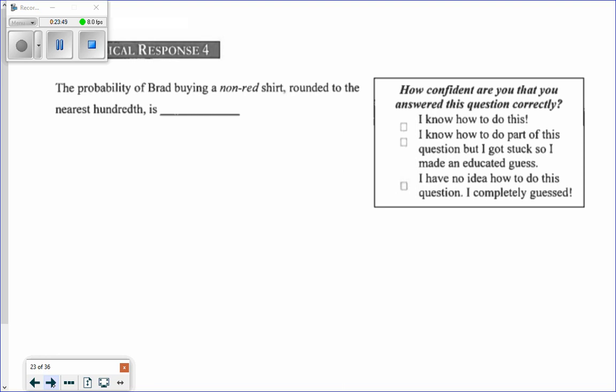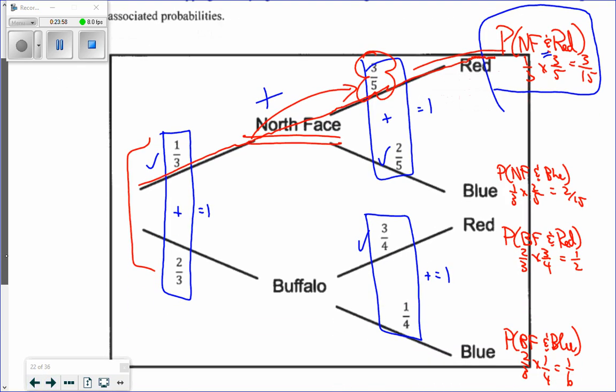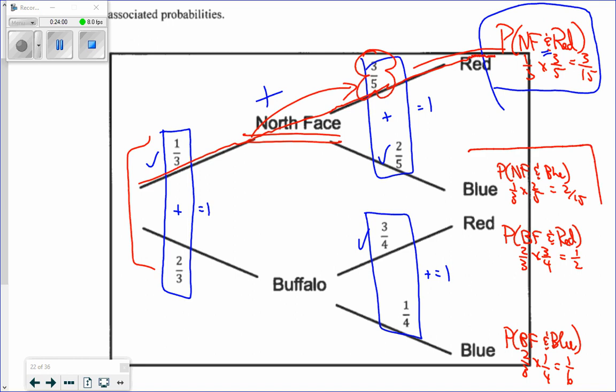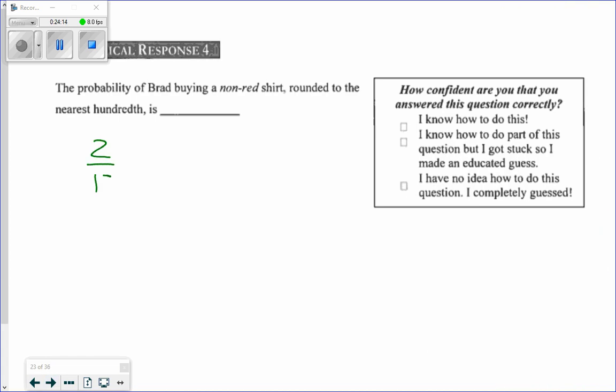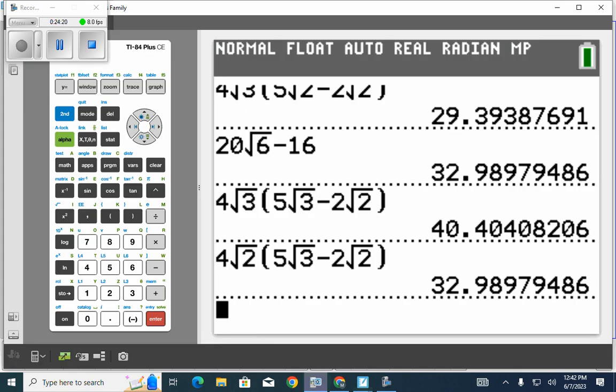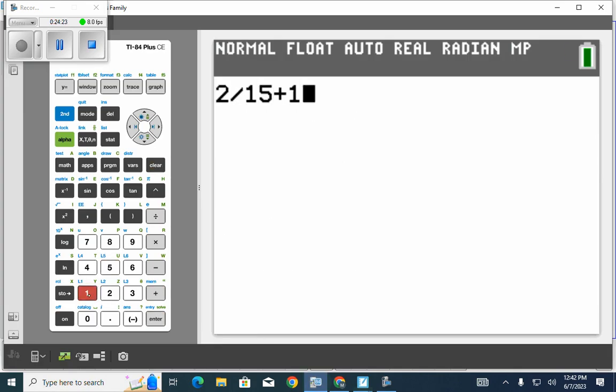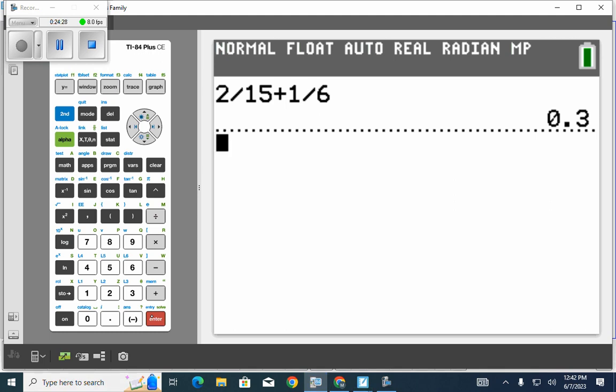Okay, the probability of Brad buying a non-red shirt. So which of these are non-red? Well, this one is not red, and this one is not red. So we're going to take this plus this. So 2/15 plus 1/6. So again, just use your calculator. 0.3.